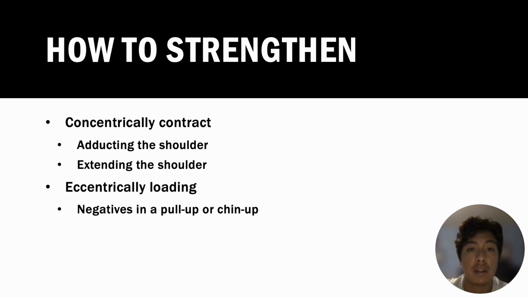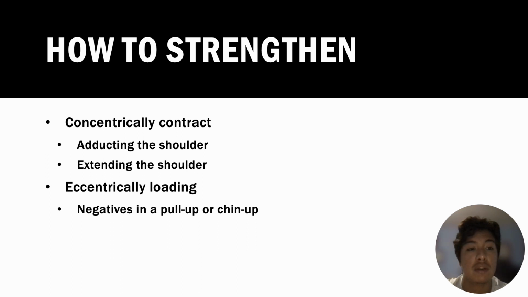How to strengthen the lats: you can do it one of two ways. Concentrically contracting them can be done by adducting the shoulder, as the Latissimus Dorsi in the frontal plane is responsible for shoulder adduction, and extending the shoulder in the sagittal plane, which can be done through a chin-up or a close grip pull-up. Adducting the shoulder can be done through a wide variation of the pull-up.